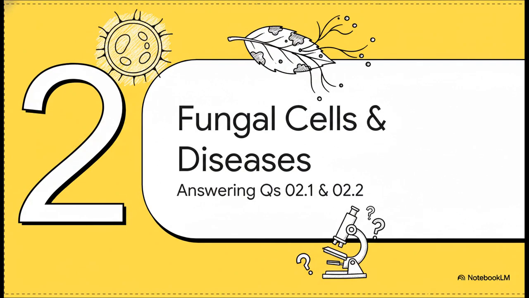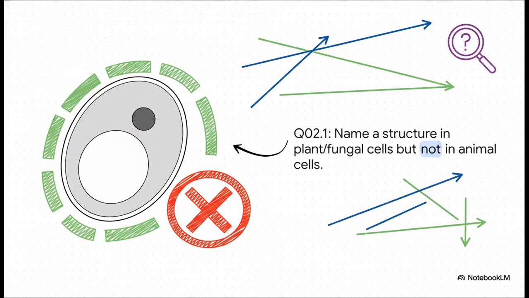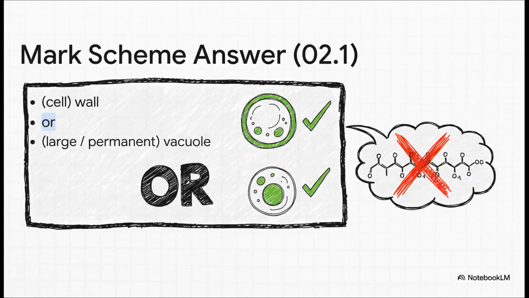The first 2 parts of this question are a bit of a warm-up, testing some of that core knowledge on cell biology and diseases. So here we go. The first question, just 1 mark. It's asking you to look at this diagram of a fungal cell and name one part that you'd also find in a plant cell, but, and this is the important bit, you would not find it in an animal cell.